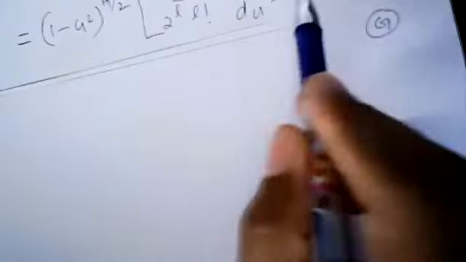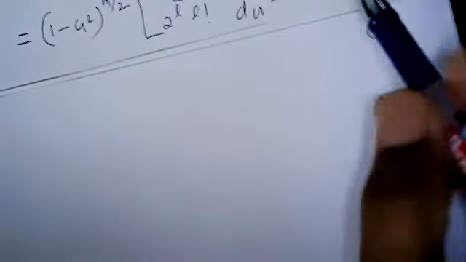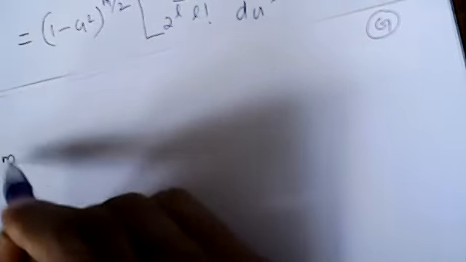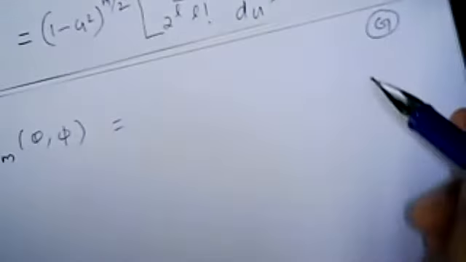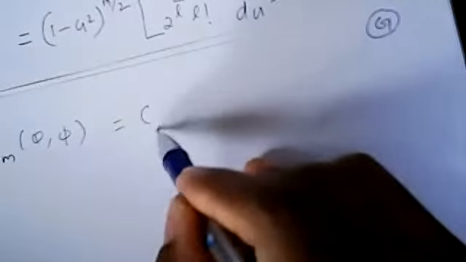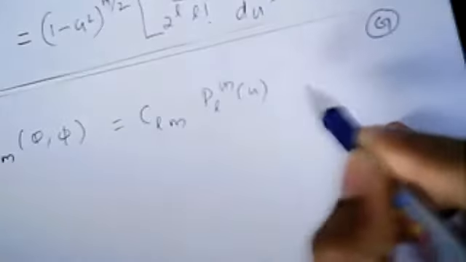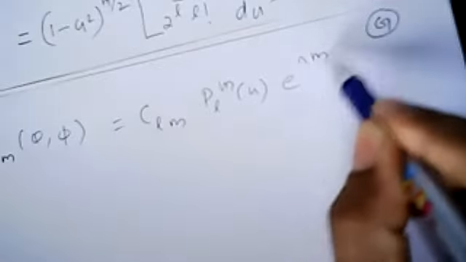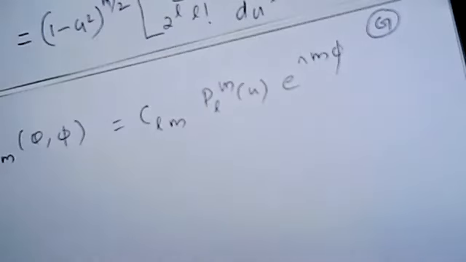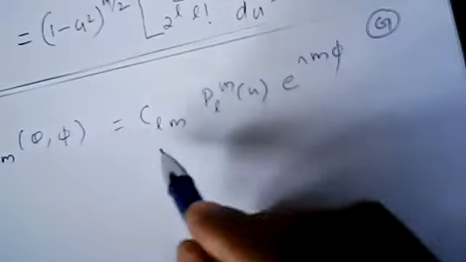So PLM, you can write it like this. These are not simple things. You should work hard to understand all this. Then YLM of theta phi, we can write it as CLM PLM of u e to the power of im phi, where CLM is the normalization constant.